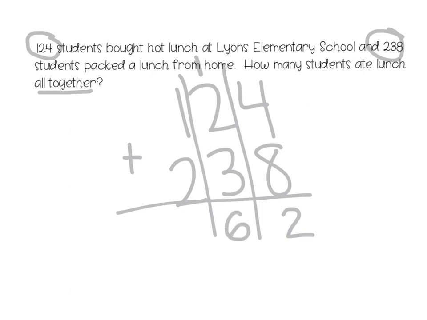I don't need to carry anything over to the 100s place because I just have the number 6. So now I go to the 100s place and I have 2 plus 1. 2 plus 1 is 3. So my answer is 362. But 362 what? Well, let's go back and look at my question here. It says, how many students ate lunch altogether? So it would be 362 students.